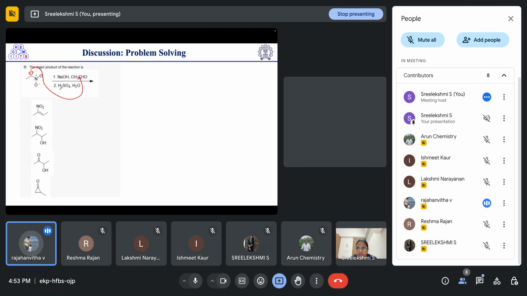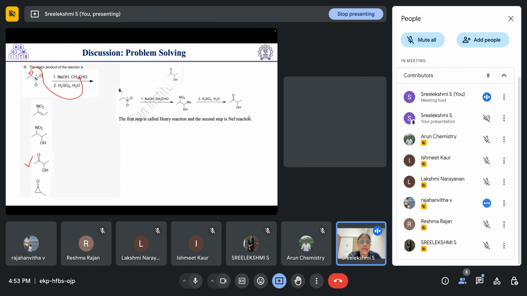Under this condition, the OH group is removed. So you are expecting a water molecule to leave and we get this double bond there. But here, have you heard about the Nef reaction? The nitro is basically getting converted into a ketone in the presence of this acid. So the first step is the Henry reaction and the second step is the Nef reaction. This is the basic mechanism of the Nef reaction.